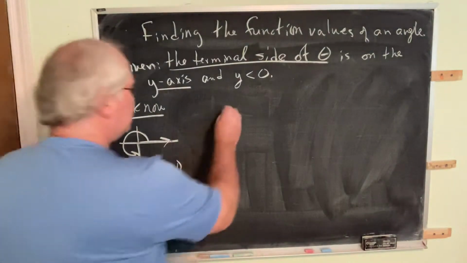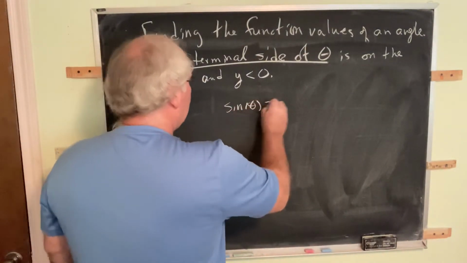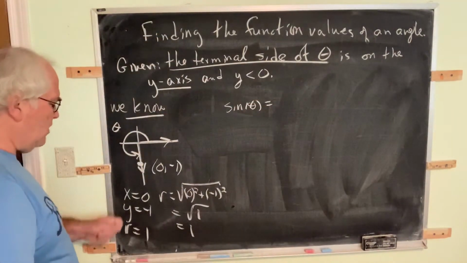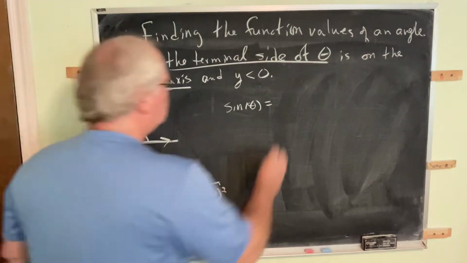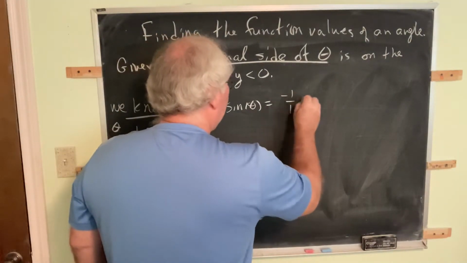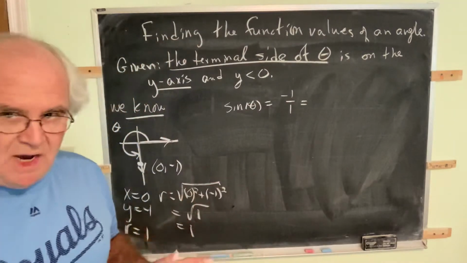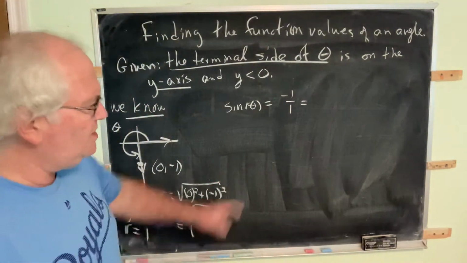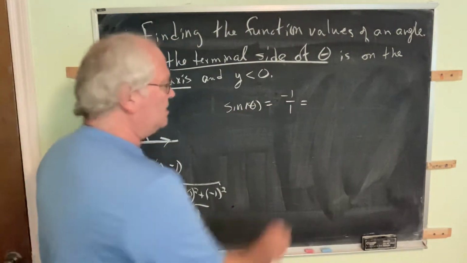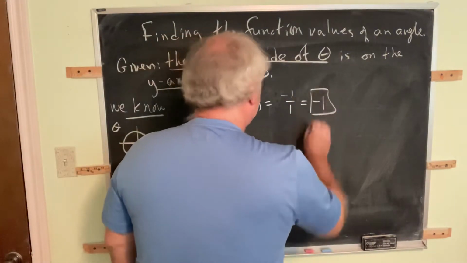So we're going to take sine of theta. Sine is y over r, which is -1 over 1. Now, it might not be asking too much. You could leave it here, but is it asking too much to say that's -1? I think we're okay asking that.